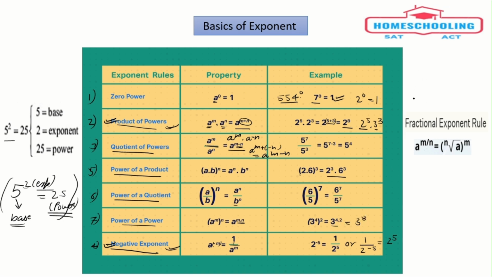Now there is one more rule here, and this rule is called the fractional exponent rule. This rule says that a to the power m divided by n is written with n above your square root, and a to the power m under the square root. So we can write it somewhat like this: a to the power m divided by n is equal to the nth root of a to the power m.